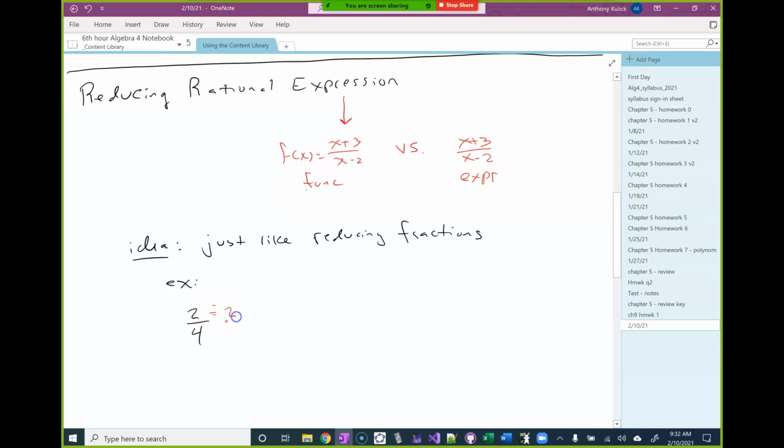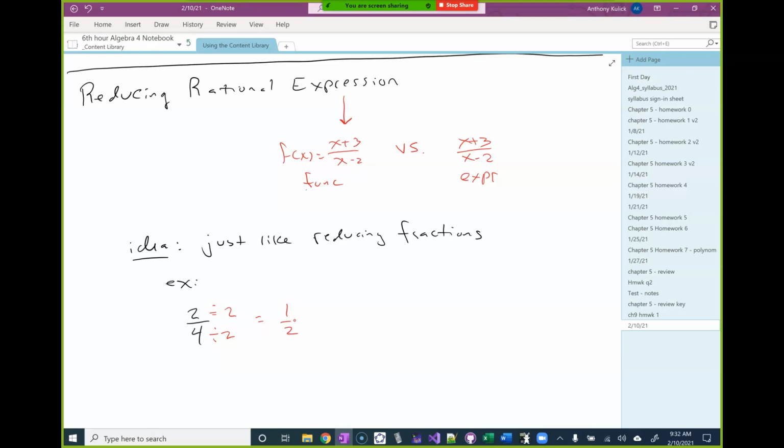Okay. So Alexis is saying we divided the numerator and denominator both by 2, and that gets to 1/2. That's probably what most of us did in our heads, even if we couldn't articulate it. And that works reasonably well for fractions. What's going to be the problem if, instead of 2 and 4, we have a polynomial in its place?